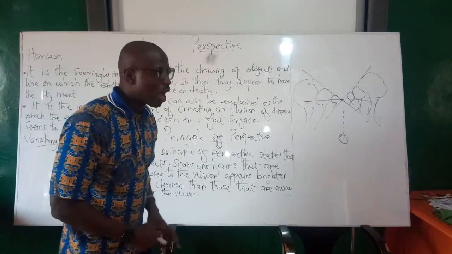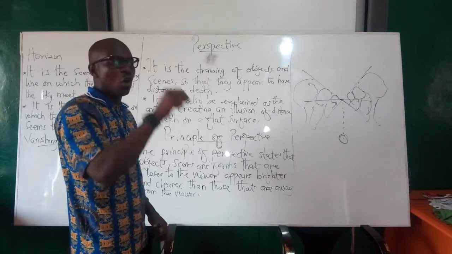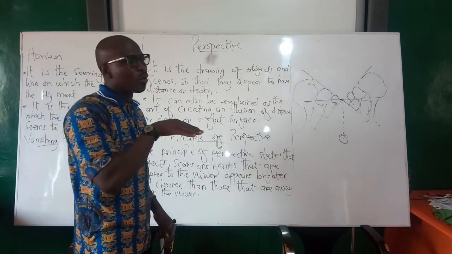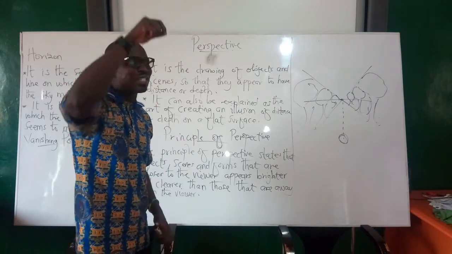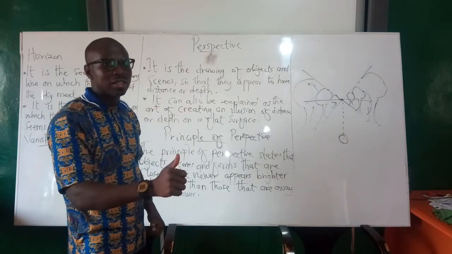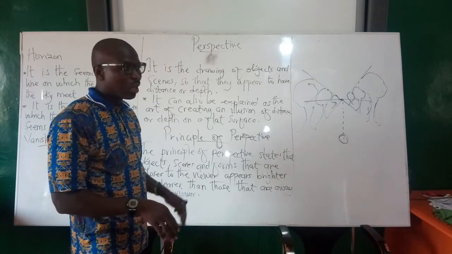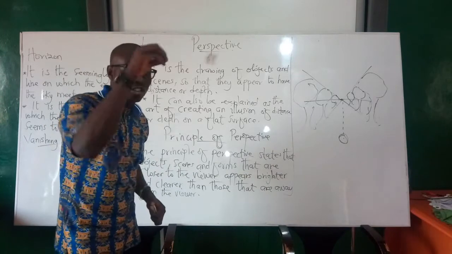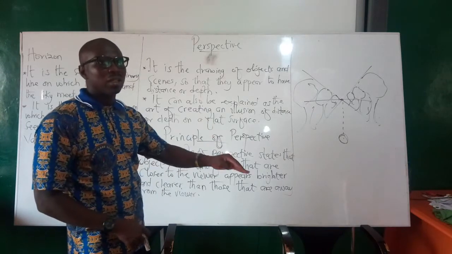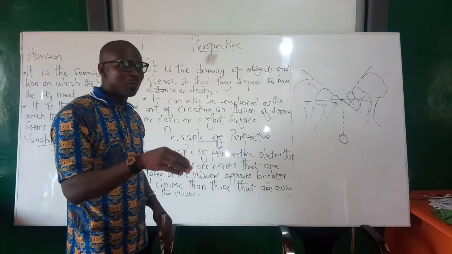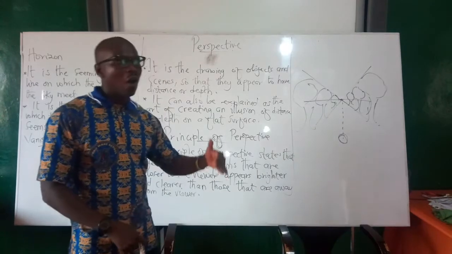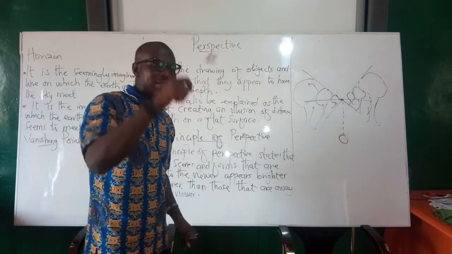Vanishing point is the point where all parallel lines moving horizontally in perspective seem to disappear or diminish. For the last time, vanishing point is the point where all parallel lines moving horizontally seem to disappear or diminish.